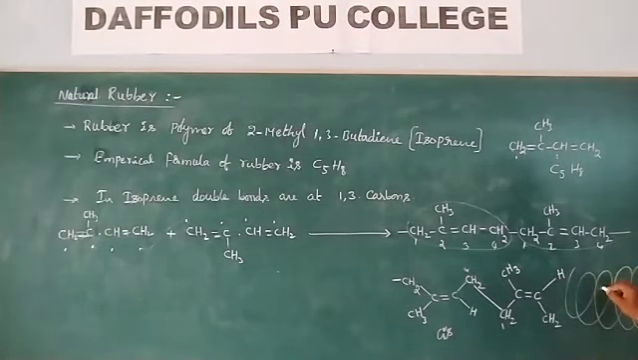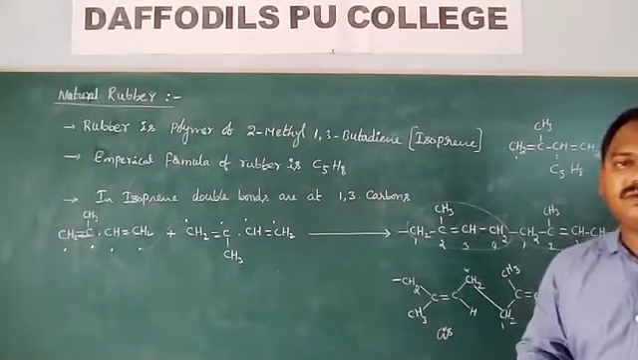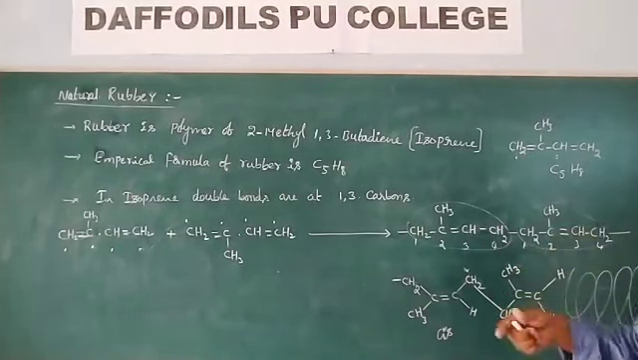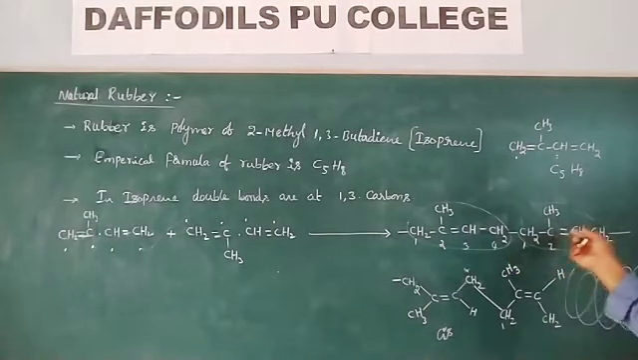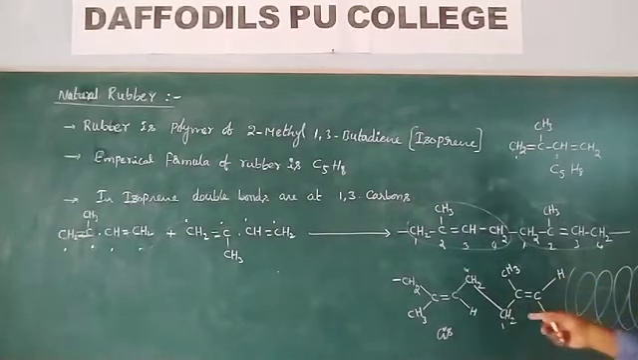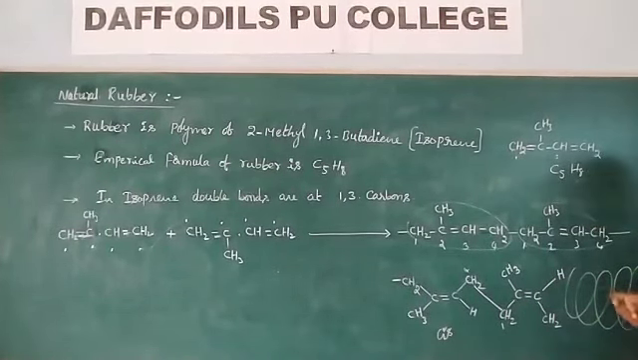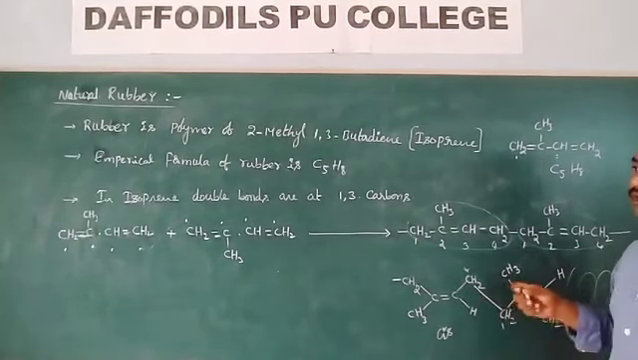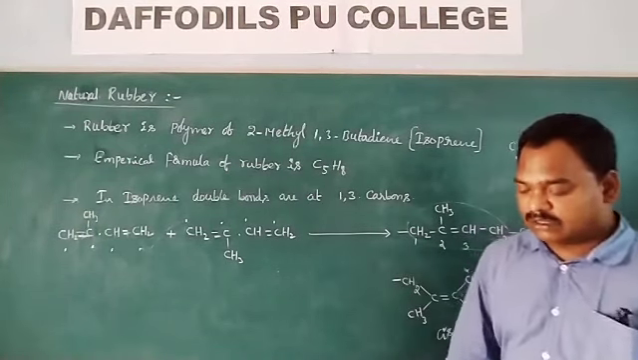Due to this coiled arrangement, we can observe the elasticity of rubber. If they are simply like this, a straight chain, it does not have any elastic nature. It simply becomes a fiber. But rubber has elastic nature. Why does rubber have elastic nature? Due to the coiled arrangement of these cis configuration isoprene units. So this is about the structure of rubber.